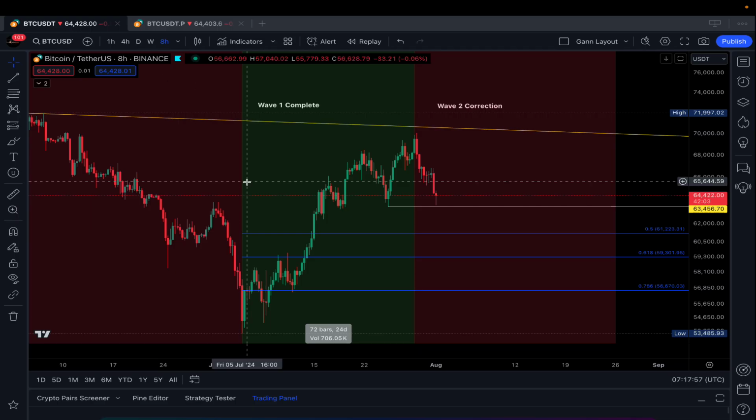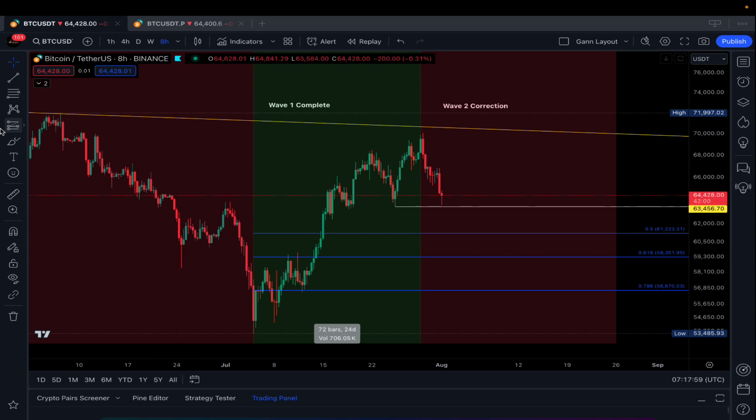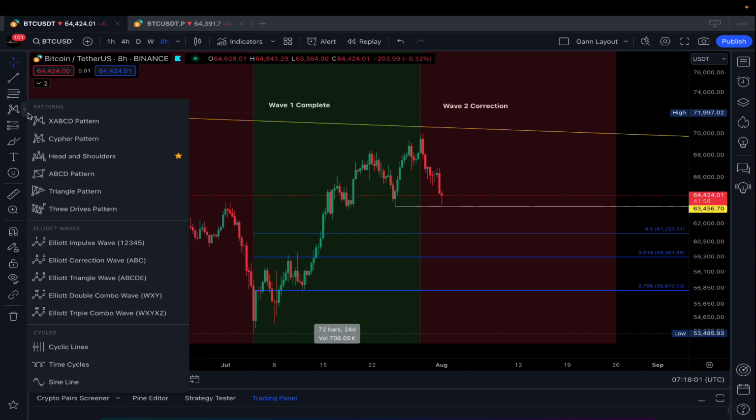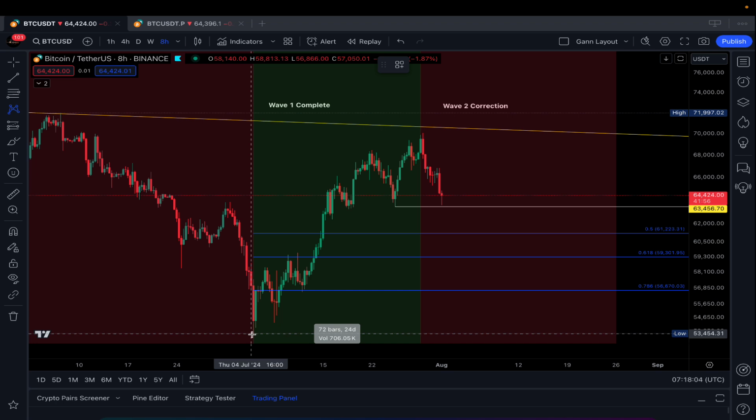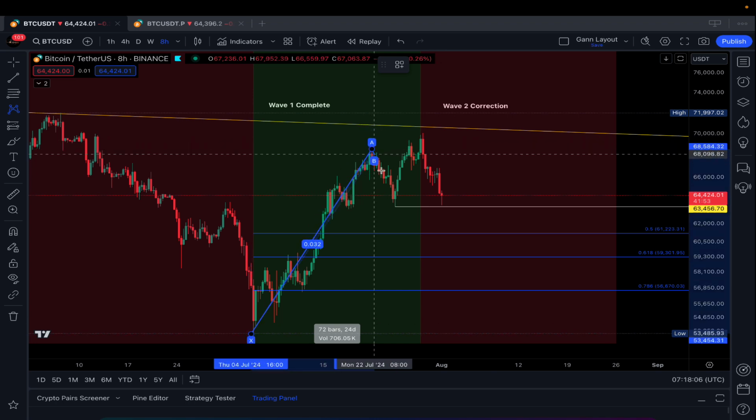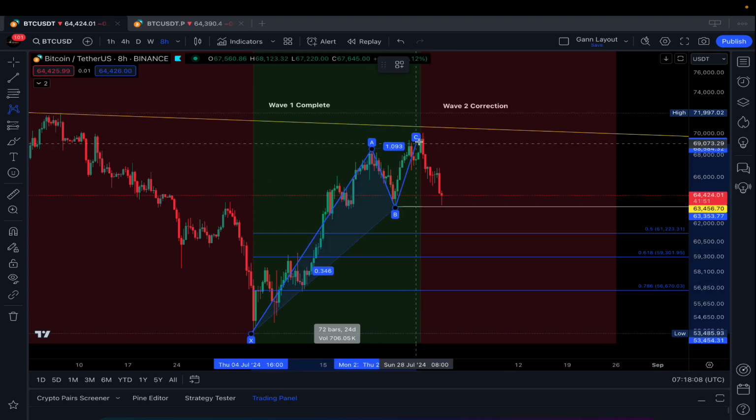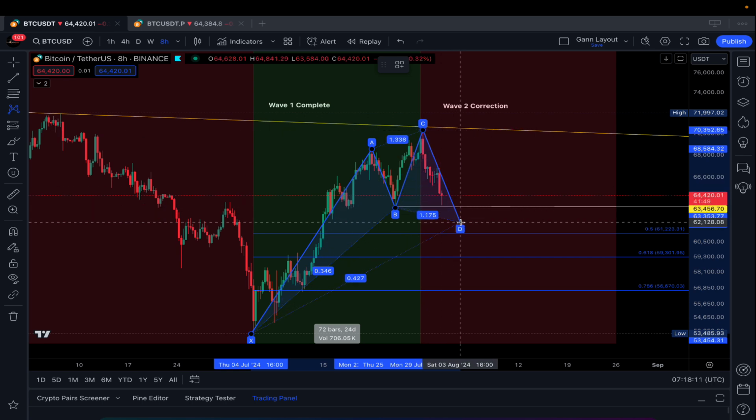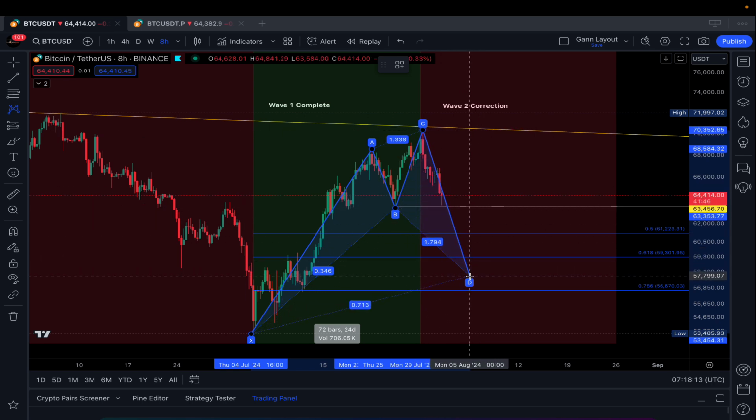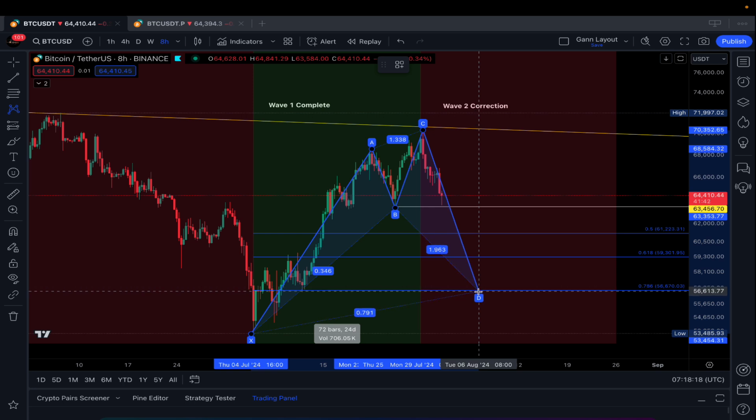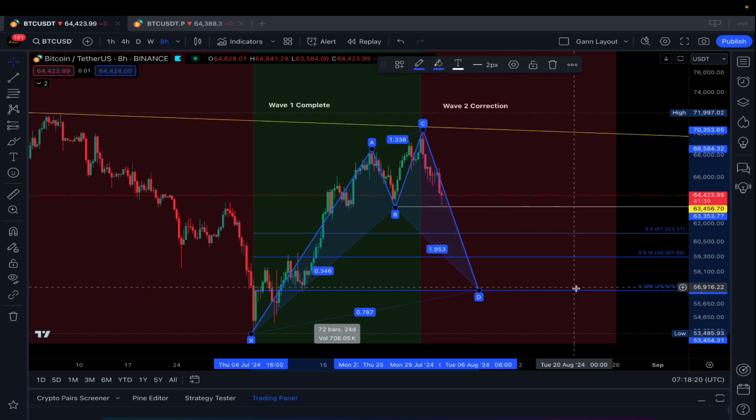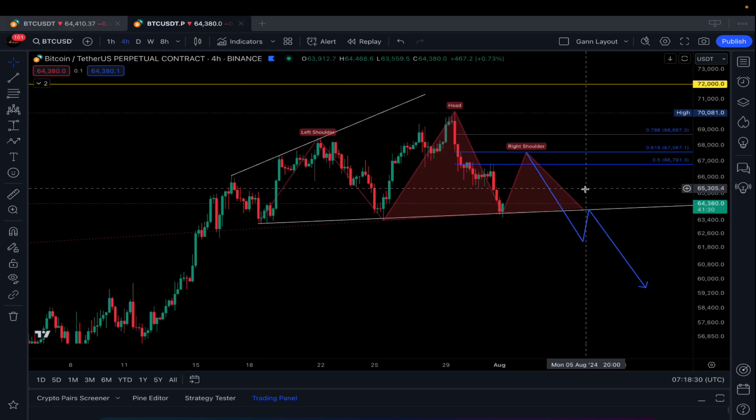What additional evidence do I have for 58k? This double top pattern formed a nice harmonic with the common target, the 0.786, which puts us even lower at the 0.786 retracement at 56, let's say around 56.7. So we do have something to look for.